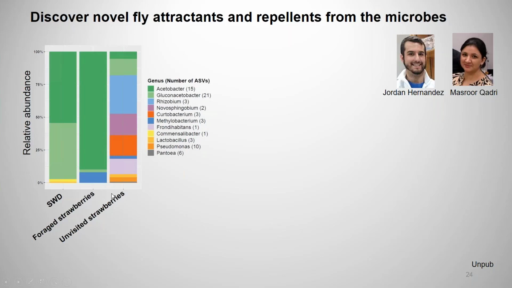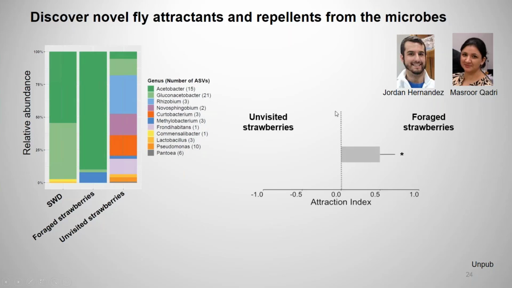However, when a strawberry has been visited or foraged by the SWD, the microbiome has been completely altered as a result. You can see that the foraged strawberry has a microbiome that more closely resembles that of the SWD, and it seems to be out-dominated by these groups of bacteria, particularly Acetobacter. We also found that the foraged strawberries are much more attractive to SWD than unvisited strawberries. What that means is that the SWD alter the microbiome of the strawberries.